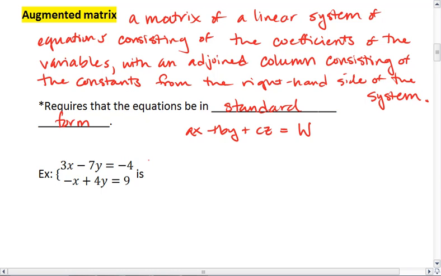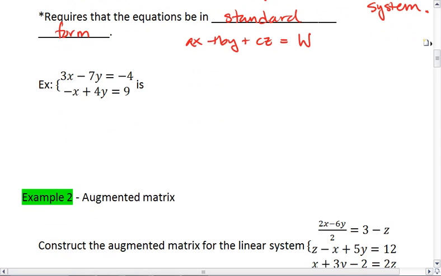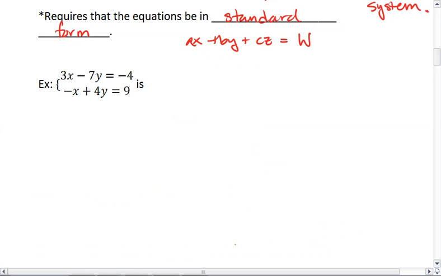So what we do is we start with our equations. We have the equations 3x minus 7y equals negative 4 and negative x plus 4y equals 9. These are both in standard form. This is perfect. We have our variables with their coefficients and then our constants on the right hand side. These coefficients make up the main part of our matrix.